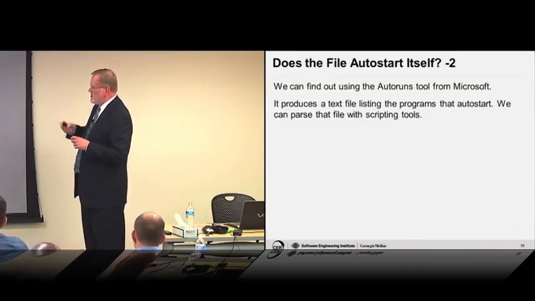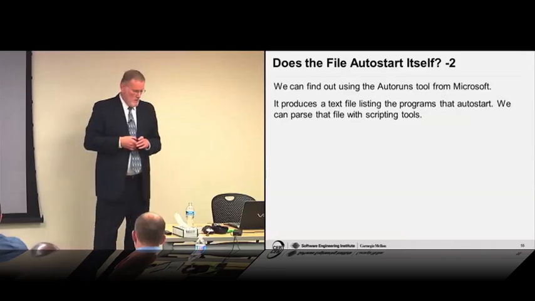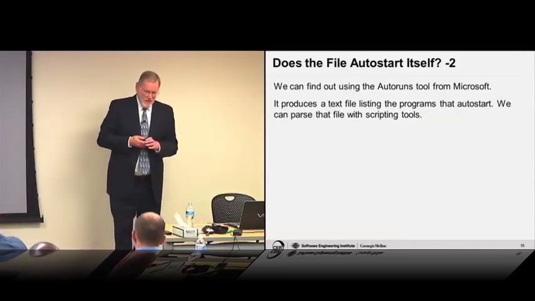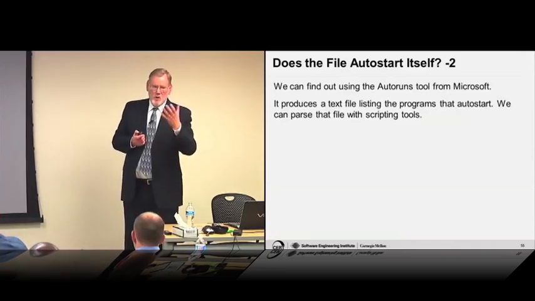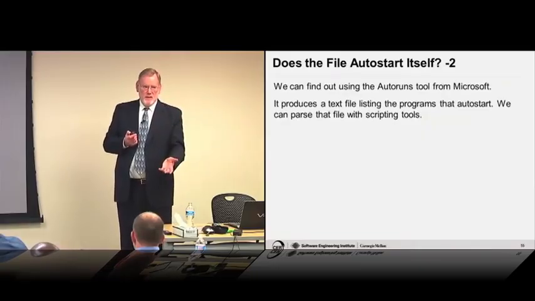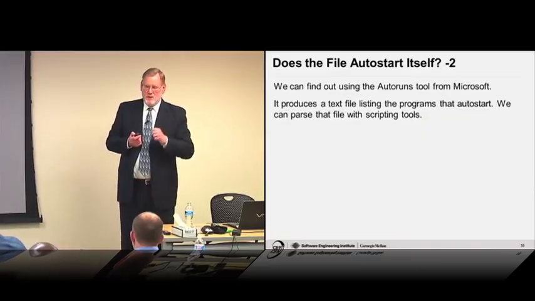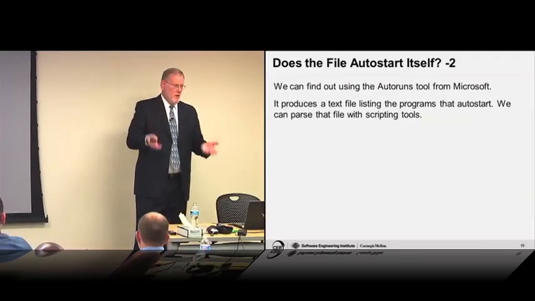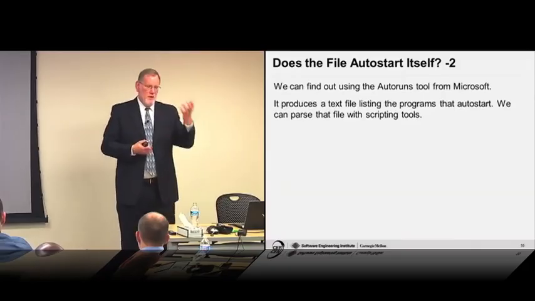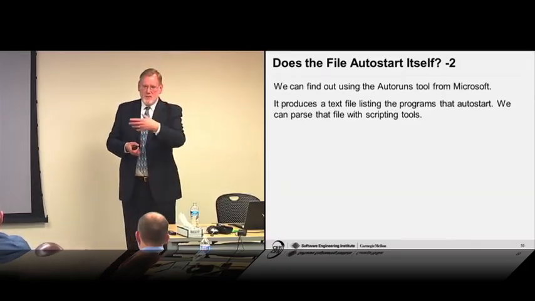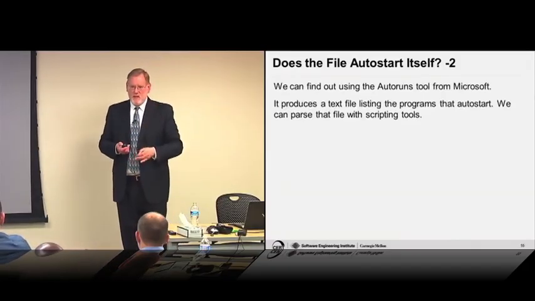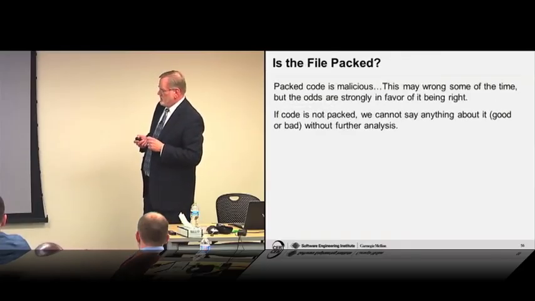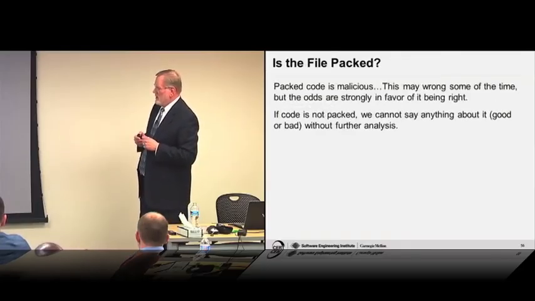So there's an Autoruns tool. I can't remember what that's part of. There's a whole bunch of tools that Microsoft bought. Yes, Sysinternals tools, thank you. And I think Autoruns is one of those. That will tell me what the autoruns are on this system, what's already been set up, and it understands the registry keys to look at to find that stuff out for you. Is the file packed? We've talked about that.